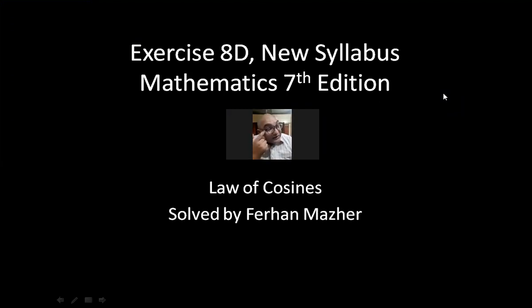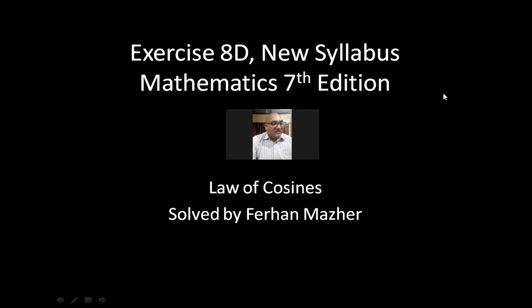Right now, I am with the 10 Cambridge class, and the subject we are studying is D Maths 4024. We are working on our syllabus, and today we are studying the book New Syllabus Mathematics 7th edition, and we are working on its chapter number 8. Today we will solve in this session exercise 8D, which is about the law of cosine. The name of the chapter is further trigonometry.